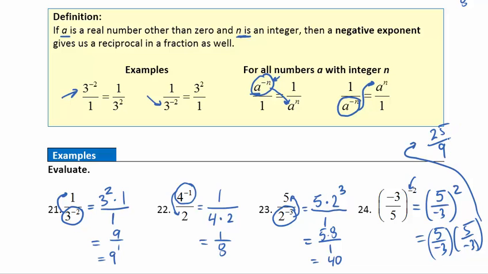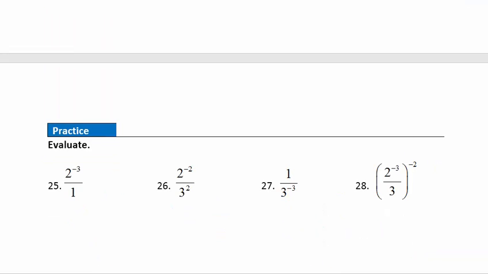And so you can leave your answer in improper form, or if your instructor wanted you to write that as a mixed number, we could also have an answer of, let's see, 9 goes into 25 two whole times with 7 remainder. So either 25 ninths or 2 and 7 ninths for an answer there. Now let's go ahead and pause your video player and answer these practice questions. When you're done, hit play to see how you did.